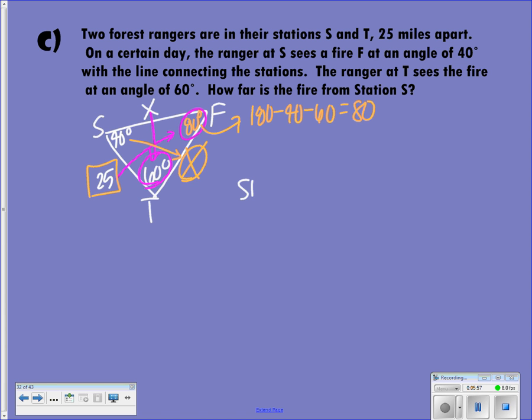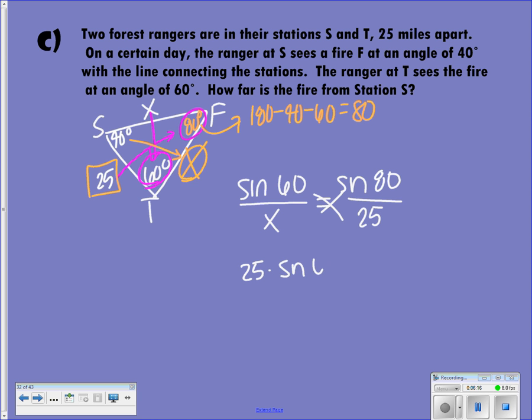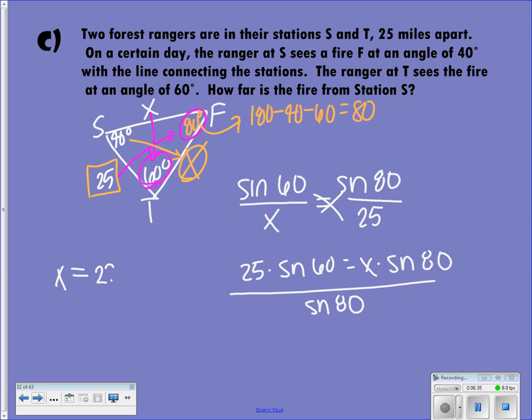Okay, so now if I set it up, I'm going to say sine of my angle, 60, over the length that I'm looking for, x, will be matched up with sine of the 80 that I just found over the length 25. Okay, so you can find the angle, you can't just find that missing side like we did before. So again, I'll cross multiply. So I'll get 25 times the sine of 60 equals x times the sine of 80. Again, I'm solving for x, so I'm going to divide by the sine of 80. So it's going to give me x equals, again, type that in your calculator all at one time, 25 times sine of 60 divided by sine of 80, and you should get 22 miles.